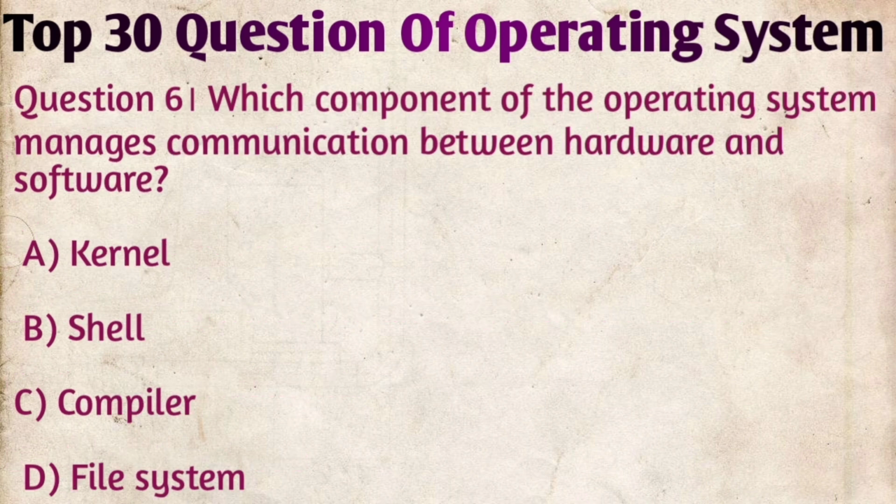Question 6. Which component of the operating system manages communication between hardware and software? A. Kernel. B. Shell. C. Compiler. D. File system. So the answer is A. Kernel. So we are moved towards our next question.